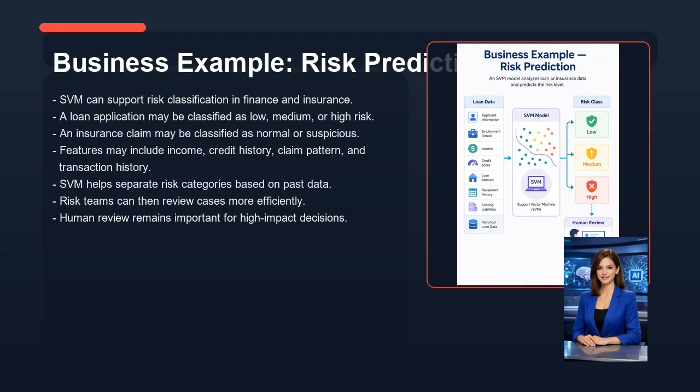Now let's look at business example, risk prediction. SVM can support risk classification in finance and insurance. A loan application may be classified as low, medium, or high risk. An insurance claim may be classified as normal or suspicious. Features may include income, credit history, claim pattern, and transaction history. SVM helps separate risk categories based on past data. Risk teams can then review cases more efficiently. Human review remains important for high-impact decisions.